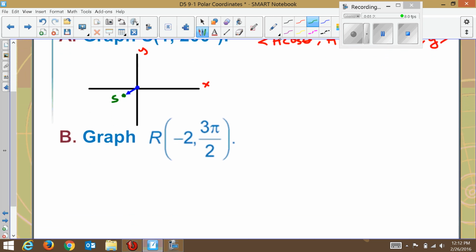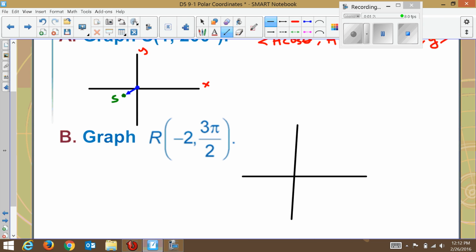If I wanted to do this graph, I'd go through the same process, except this time I would go 3 pi over 2. Now, if you remember your radians, pi over 2 is in the place of 90. So this right here is pi over 2, or 90 degrees. It's the same thing. This would be 1 pi. This right here would be 3 pi over 2.